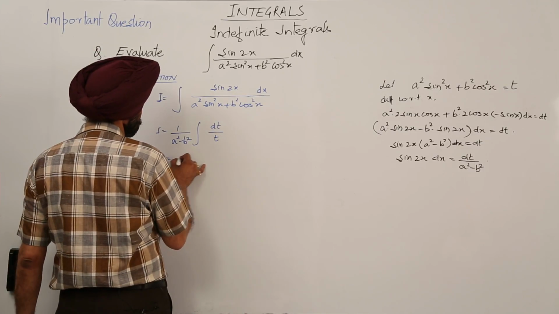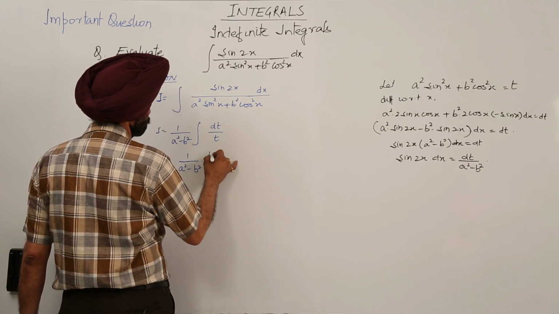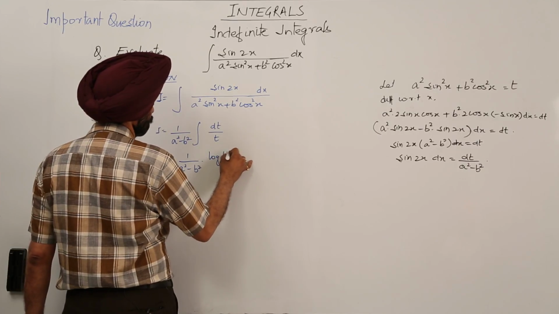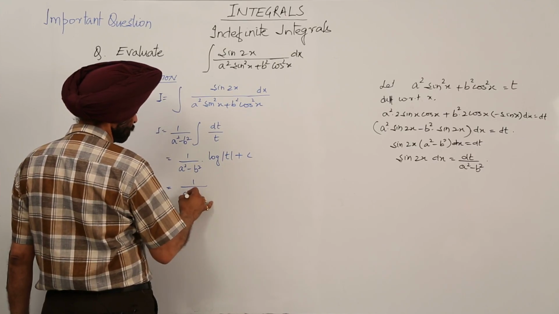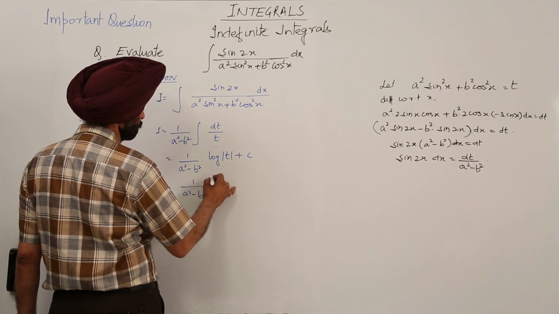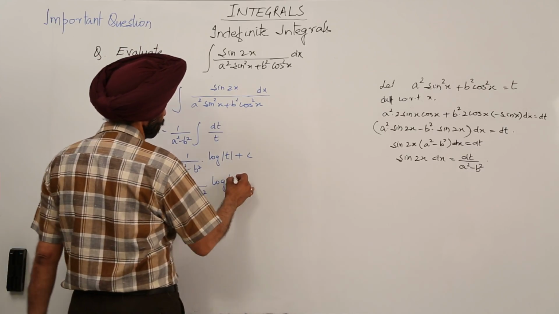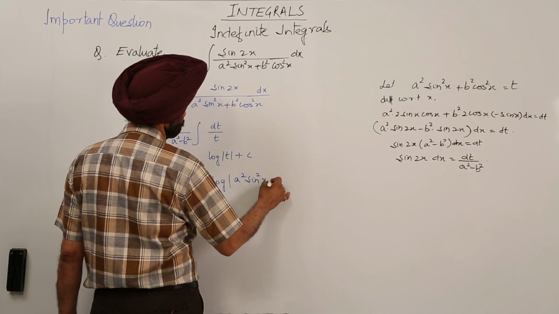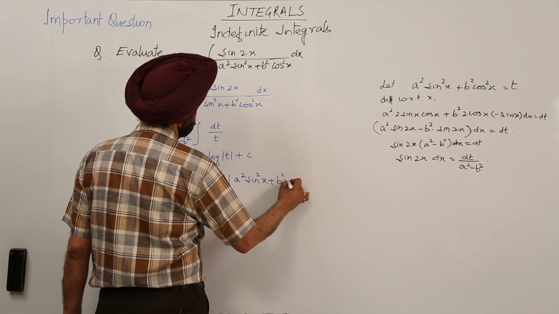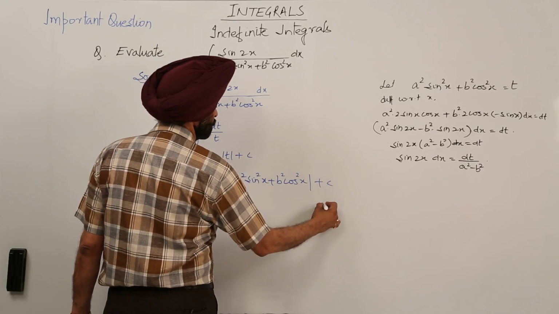Now this becomes 1 upon a square minus b square log mod of t plus c. 1 upon a square minus b square log, now t was what? a square sin square x plus b square cos square x plus c, answer.